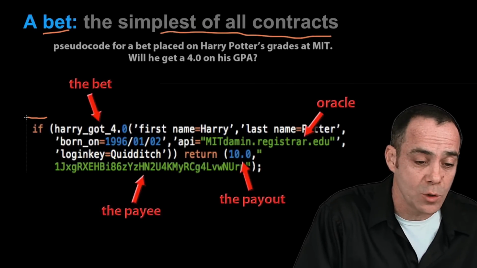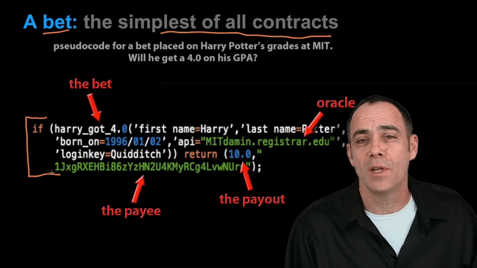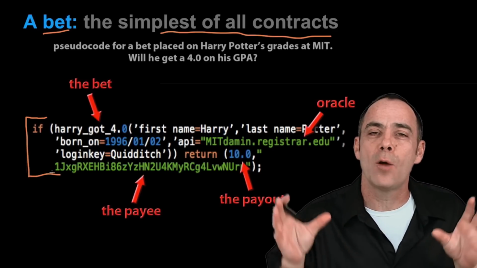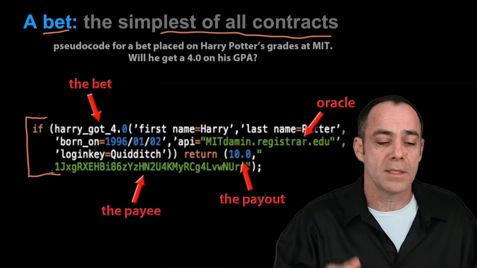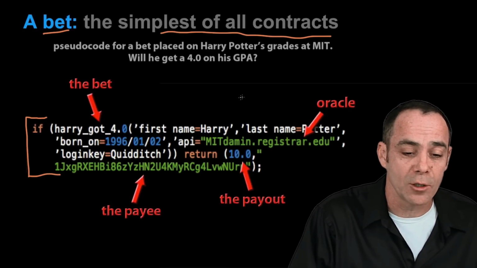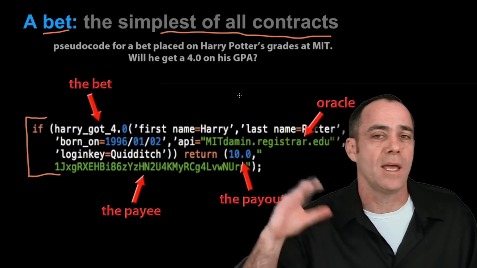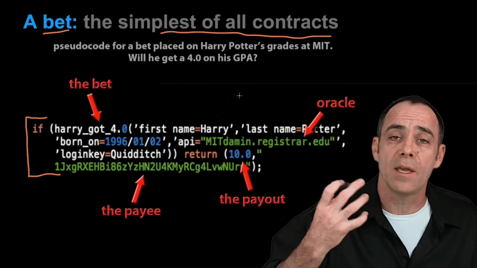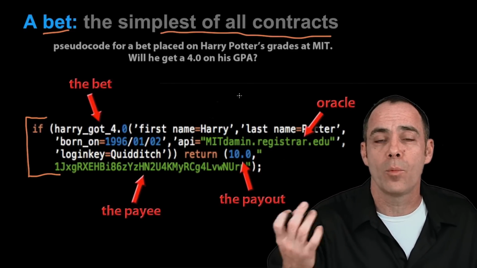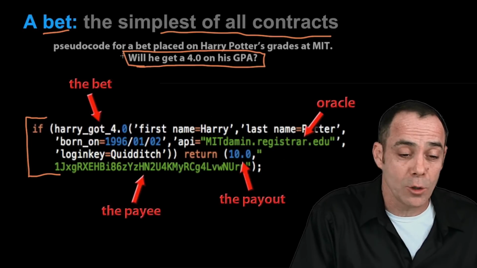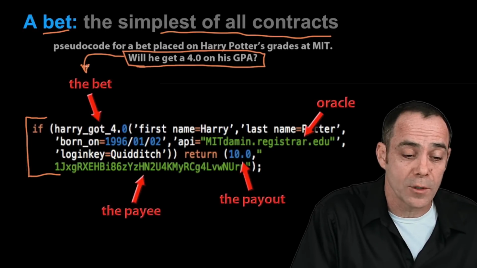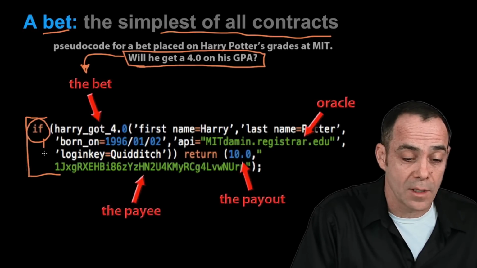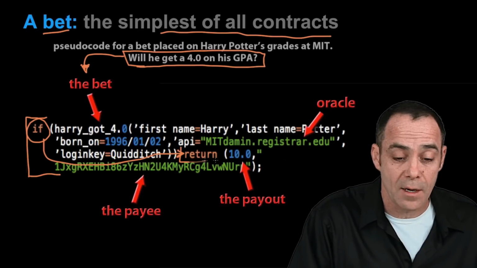And right here, we've got pseudocode, this fake code that I wrote to show the idea of how a smart contract might be implemented in software. This particular code is based on Harry Potter going to MIT and what his grades might be. Someone wants to make a bet that he's going to get a 4.0 GPA. Let's look into this code so we can get a full idea of what's going on. So here's our if, and this return over here is our then, and here's the bet.